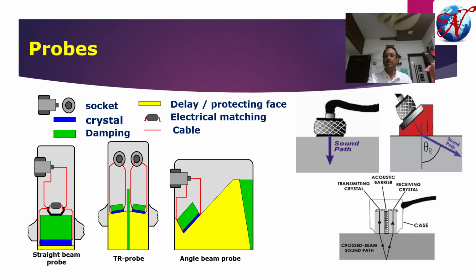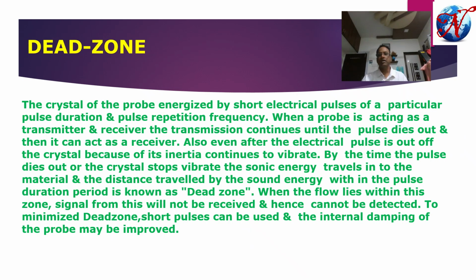One is acting as a transmitter and another is acting as a receiver. TR probe we generally use for lower thickness, and normal probe for higher thickness, due to what we can say are dead zone issues. And angle beam we use for the determination of defects which are oriented in a particular plane.